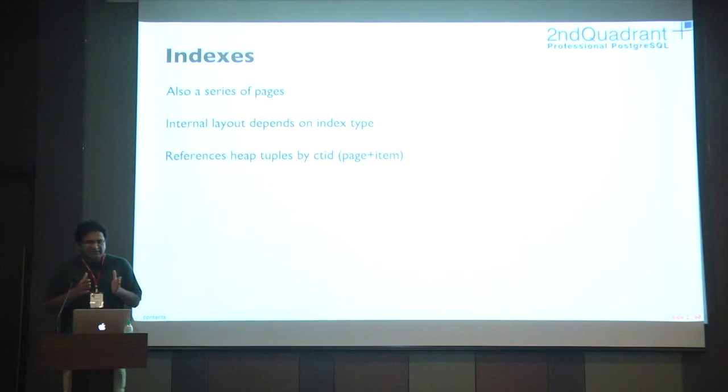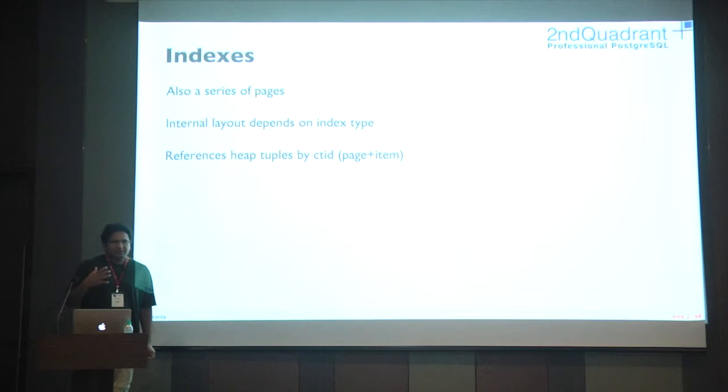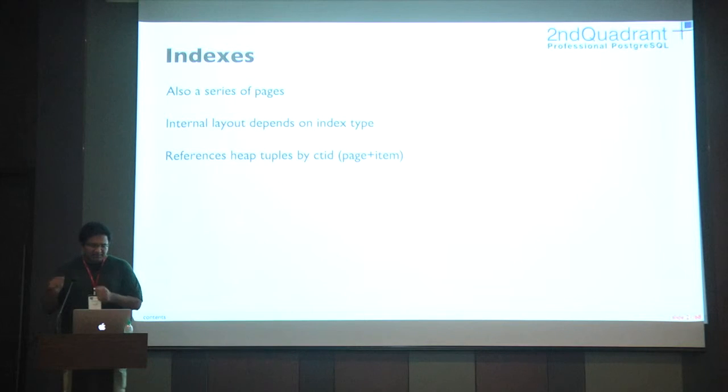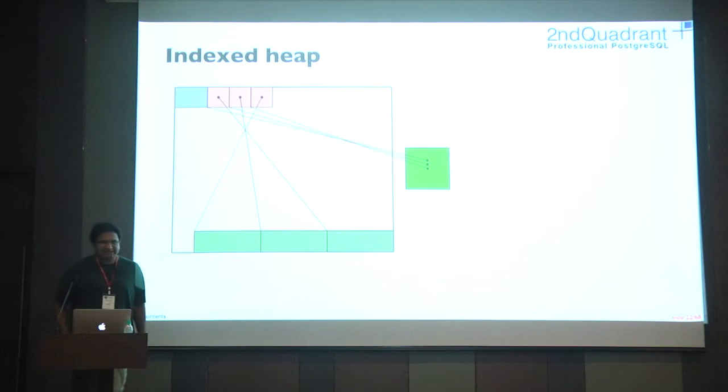So really, despite the fact that there are many different kinds of indexes, all you really need to keep in mind when you're thinking about an index is that you have some data structure that has references to the tuples that are stored in your relation. And that looks kind of like this.